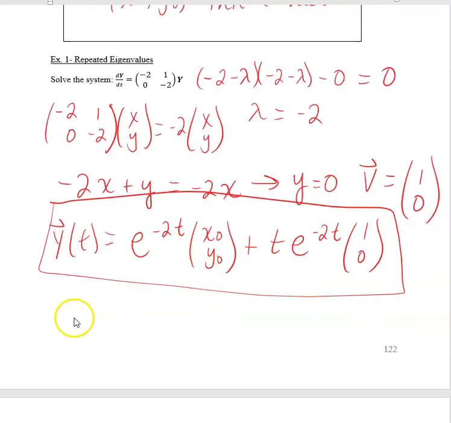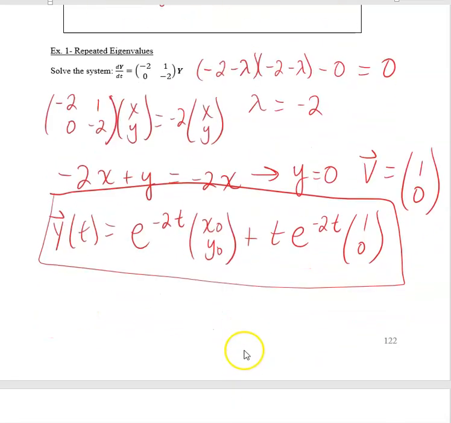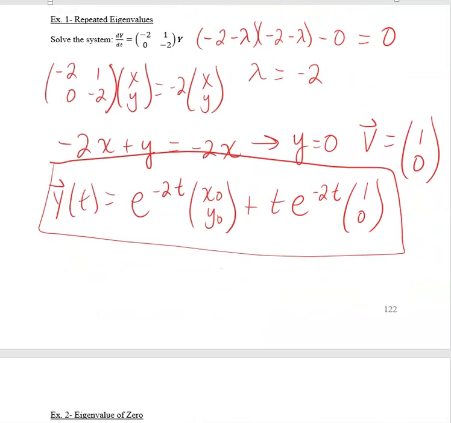Now, let's go ahead and take a look at what the phase portrait would look like for this. The same rules apply as when we talked about regular distinct real solutions: if lambda is negative, which it was in this case, it was -2, remember that means we're going to have a sink. All of the solutions are going to go towards the origin. So the question becomes, what path do they take to get towards the origin?